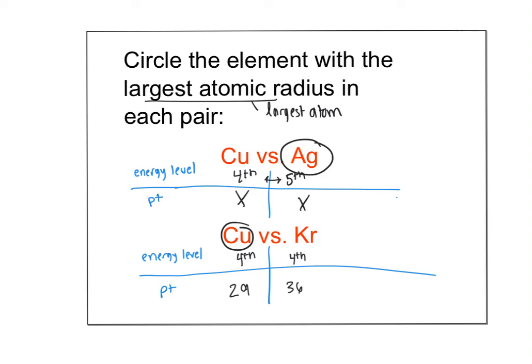The next one, copper versus krypton, both are in the 4th energy level, the 4th row, so I have to look at protons. Copper has 29 protons, krypton has 36, so this means that krypton has more muscle in its nucleus, so it's able to pull those electrons, kind of squeeze or hug them in a little tighter, so it's actually smaller than copper. Remember, if we are looking at 2 elements in the same row, like copper and krypton, as we go across, these guys are going to be smaller, bigger on this side, because these guys can kind of squeeze in those outermost electrons. This guy has less muscle, so it's going to be a bigger radius.